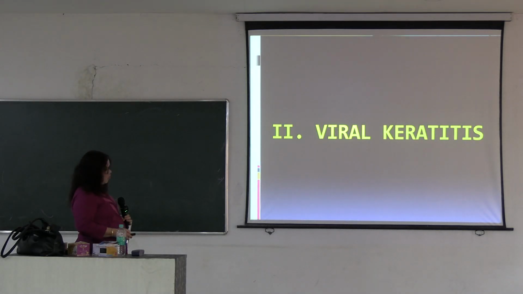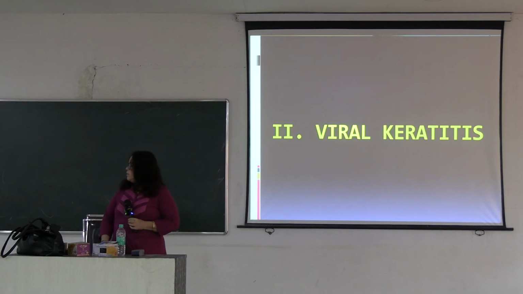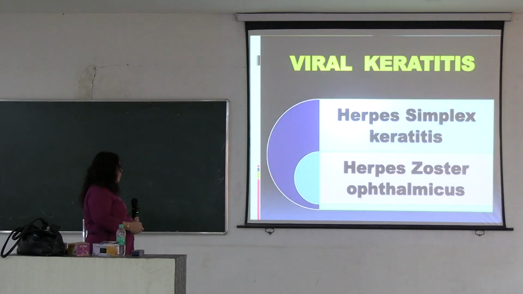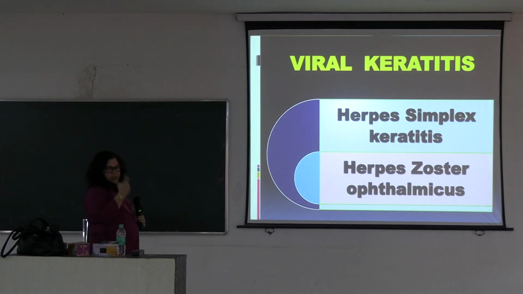Then we talk about the viral corneal ulcer. What is the time? We have time. So, viral keratitis. Viral keratitis has two types. It may be herpes simplex keratitis and herpes zoster ophthalmicus.